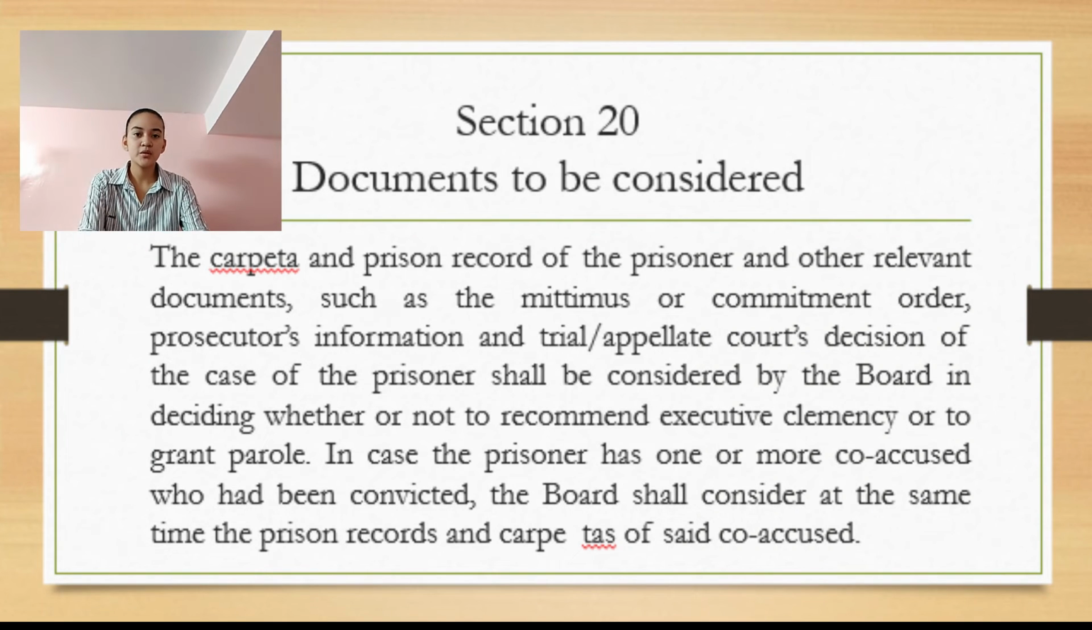Section 20. Documents to be considered. The carpeta and prison record of the prisoner and other relevant documents such as the mittimus or commitment order, prosecutor's information, and trial and appellate court's decisions of the case of the prisoner shall be considered by the board and decided whether or not to recommend executive clemency or to grant a parole.